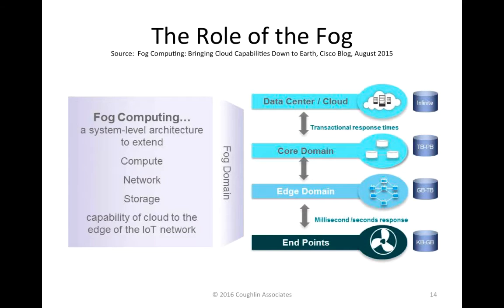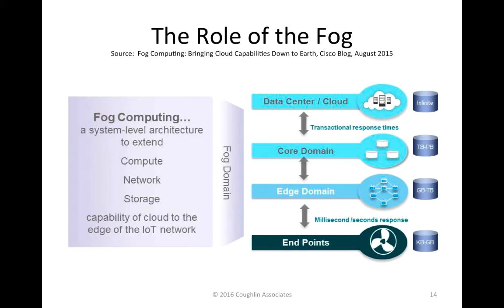Now here's another view of the fog. So the data centers provide these clouds. They work through the internet, and they transact between various levels. There's almost an infinite amount of data, as indicated on the right-hand side, that could be in the data center.